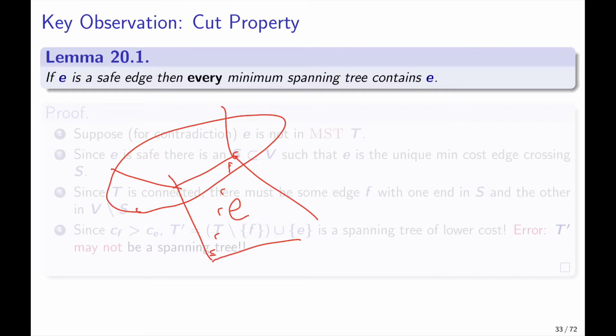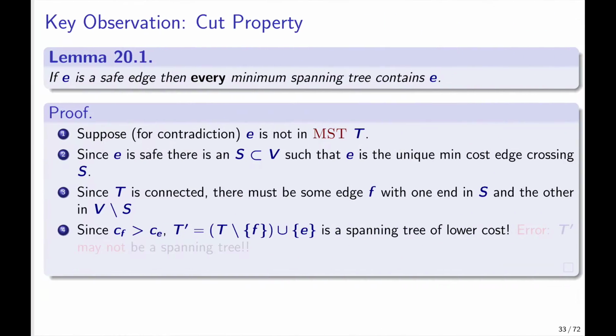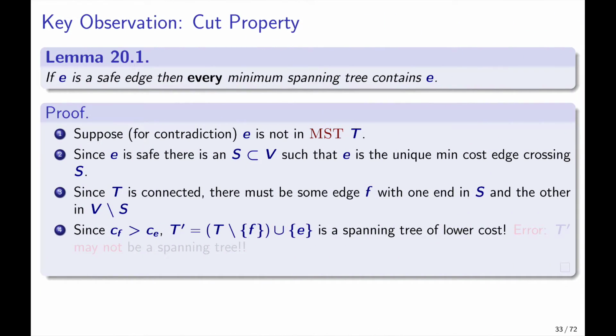So the basic idea is that there must be another edge in the tree that belongs to the same cut, and we can just throw this edge away, or try to throw it away in this case. Let's say this edge, and put the new edge instead, right? So this is an exchange argument, which we encountered before for greedy algorithms. So that's a natural thing to try. The thing is that this doesn't always work, so you have to be a bit careful about it. So let's do a first try.